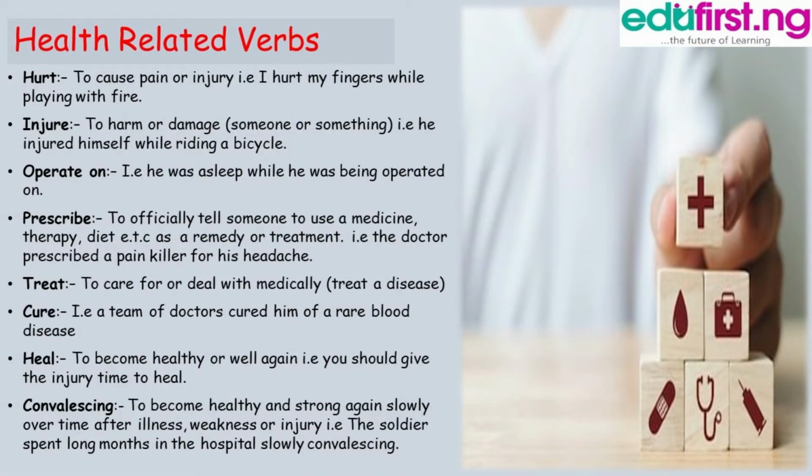Now let's look at some health-related verbs. The first one we'll look at is hurt. Hurt is to cause pain or injury. For example, I hurt my hand while playing with fire. Injure. Injure is to harm or damage someone or something. For example, he injured himself while riding a bicycle. Operate on. For example, he was asleep while he was being operated on.